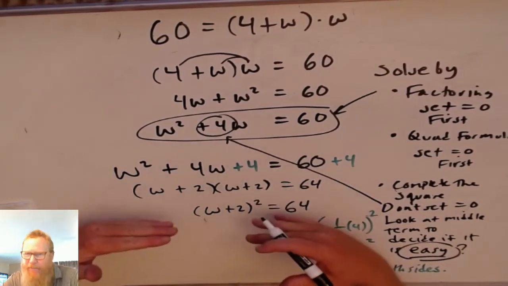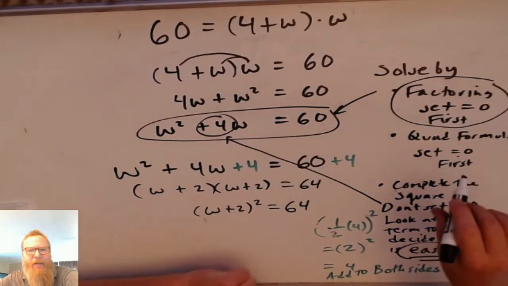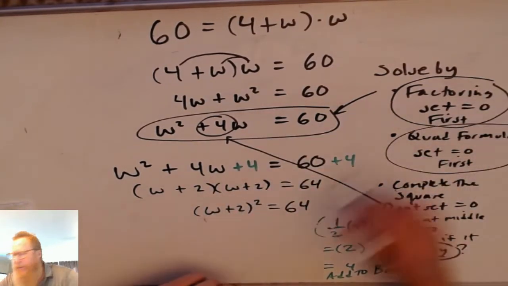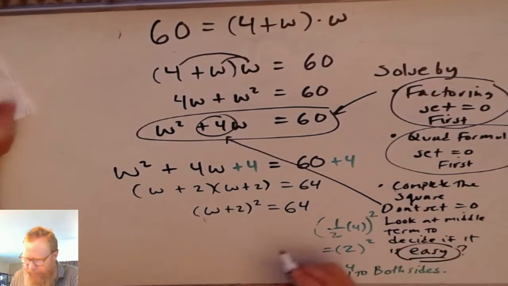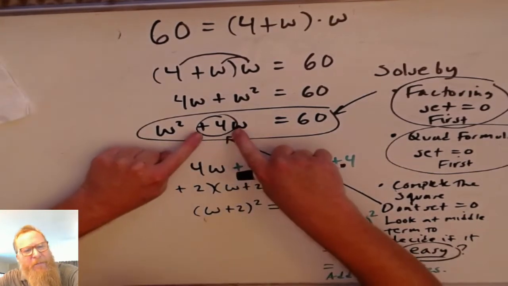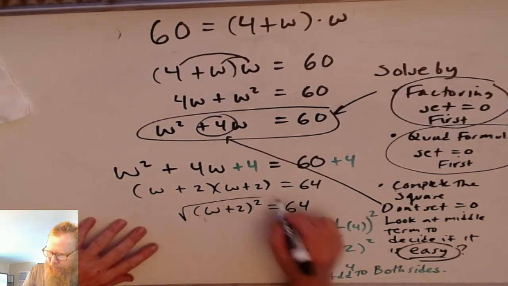Now, if you don't like this method, you're not required to do it. You could just use ordinary factoring, or you could use the quadratic formula. Either one will work. I like completing the square, unless the middle term is odd, and then I pretty much avoid it. Okay, now we're going to square root both sides.